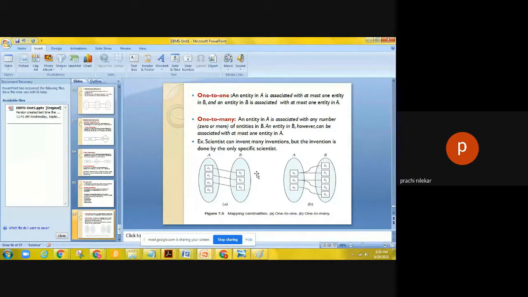For example, one scientist can invent many inventions. That is one to many. But one invention is done by only one specific scientist. That is the one to many relation. Are you clear? Have you understood the concept?